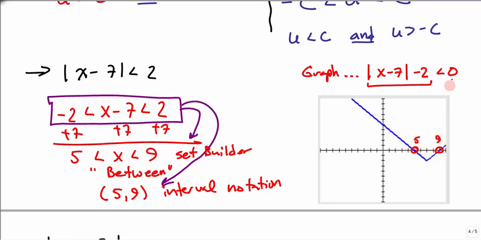Well, less than 0 means below the x-axis, because these are where my y values are less than 0. And we can see that it's less than 0 all along here. So between 5 and 9 is where that's happening. So the graph doesn't give me the answer, but it gives me a nice picture that can help me find the answer pretty easily just by graphing.